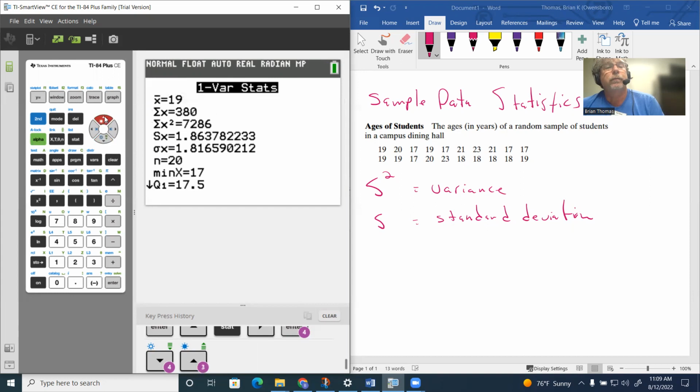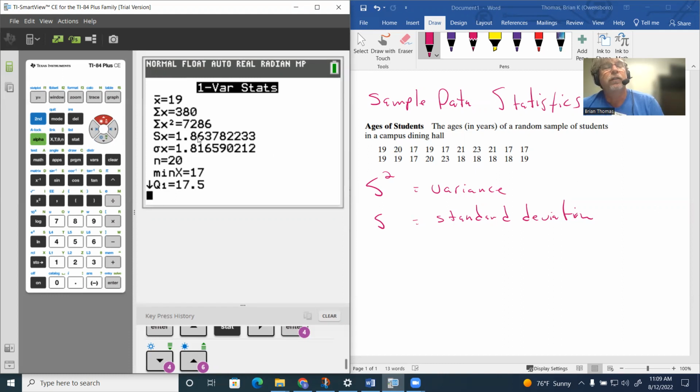Now, notice that we have this Sx. The capital S actually stands for standard deviation. So we have the standard deviation on the calculator, which is going to be that 1.83. Notice that there is not a whole lot of variation. The numbers are fairly close together, so that makes sense.